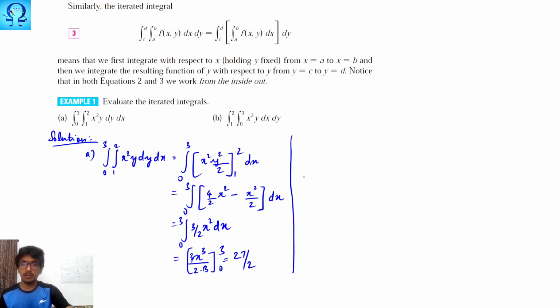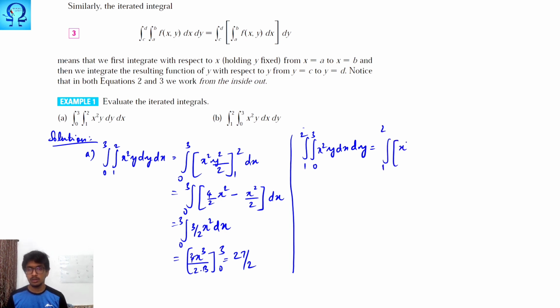For the same problem, let me do it the other way as well. We rewrite this: integral 1 to 2, integral 0 to 3, x squared y dx dy. So first when we integrate with respect to x, we are going to get the integral from 1 to 2 of x cubed y upon 3 over this limit. When you substitute 3, you are going to get 27. 27 upon 3 is 9. So 9y minus 0. So this is what we have.